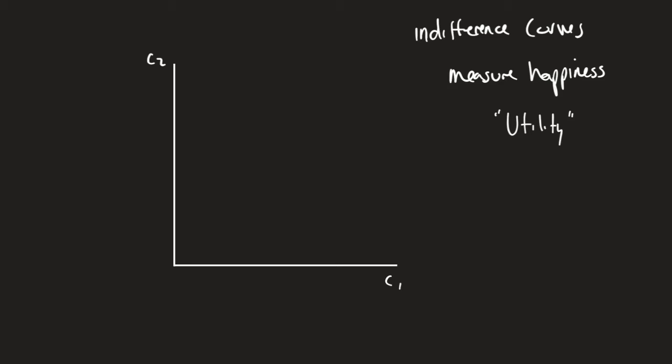So for example, maybe we have a point here, right? This is a combination of C2 and C1. Let's call this point A. Now there are a ton of other combinations that would make this individual just as happy. Perhaps it's something down here. Perhaps this point B, there's another level of C1 and C2 that makes this person just as happy. And there's a ton of other combinations of C1 and C2 that would make them happy.